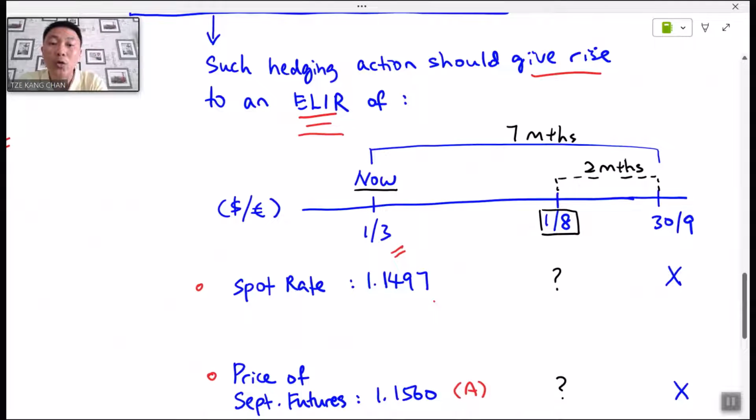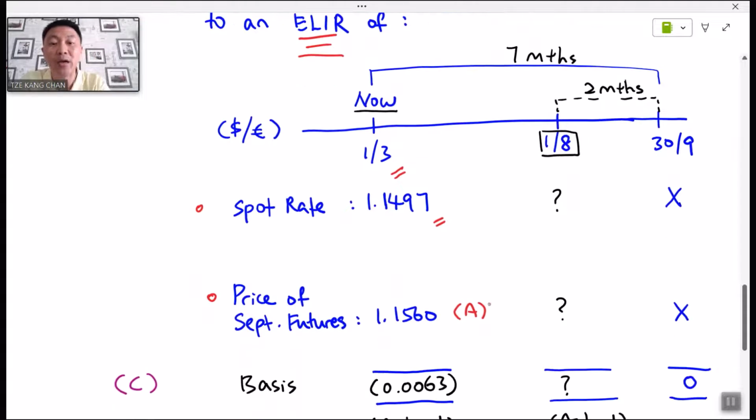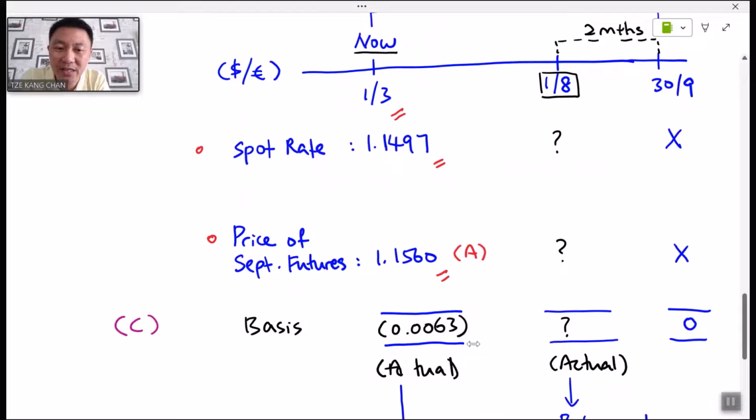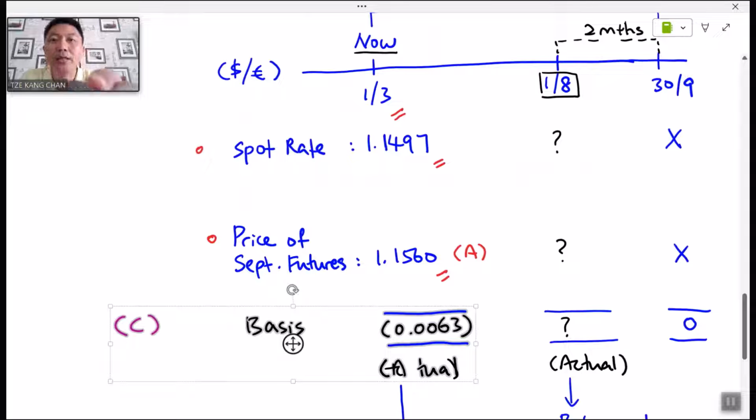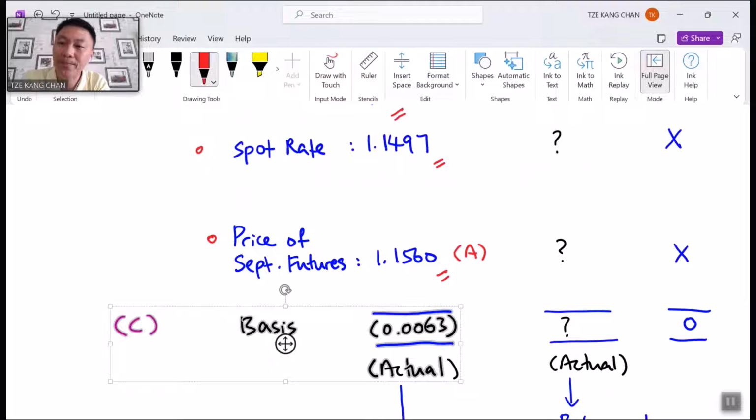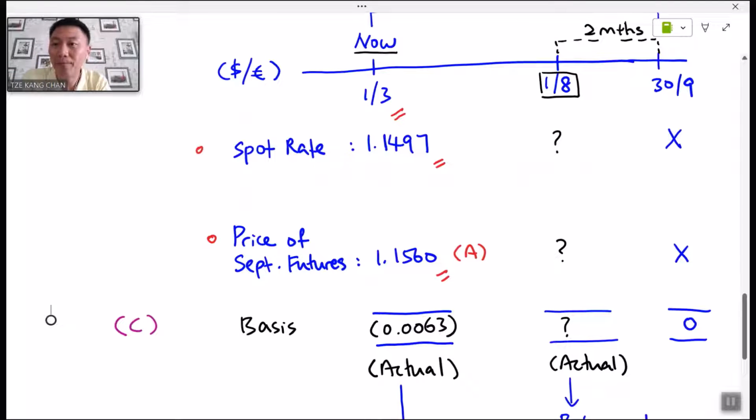By looking at the selling rate on 1st March, it is quoted at $1.1497 per euro, and at the same time, the price of the futures contract is given at 1.156. These prices clearly show a difference of negative 0.0063 dollar per euro. Why is there a difference in such pricing?